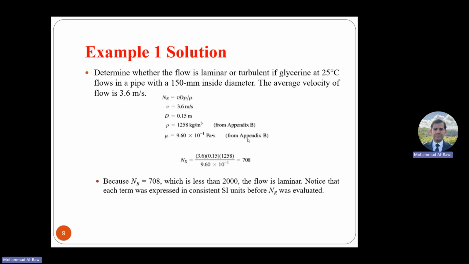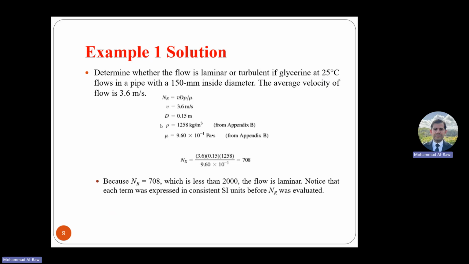So from Appendix B, you can find the density for the fluid is 1258 and the dynamic viscosity 9.6 times 10 to the power minus 1, from the same appendix for that fluid from the textbook. Reynolds number, the equation: velocity is given, the diameter we divide by 1000, you put all these numbers in, velocity times diameter times density divided by dynamic viscosity, the number is 708. Based on the assumption, this is less than 2000, so the flow regime is laminar.